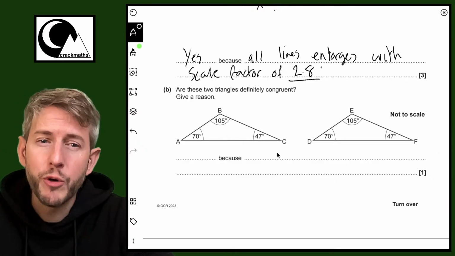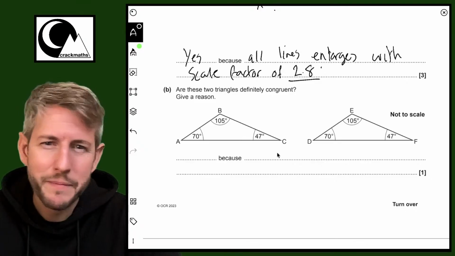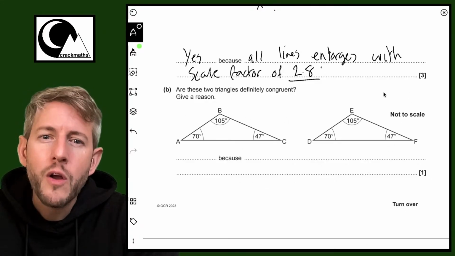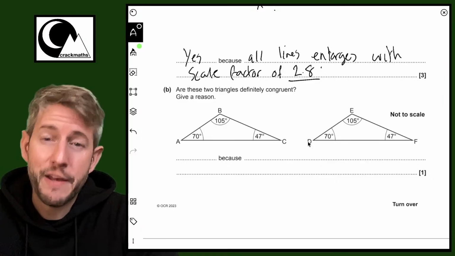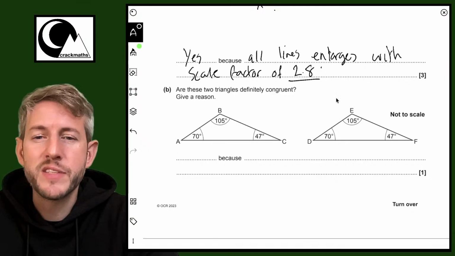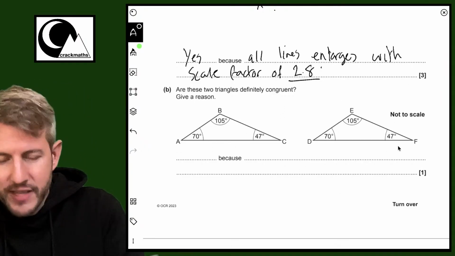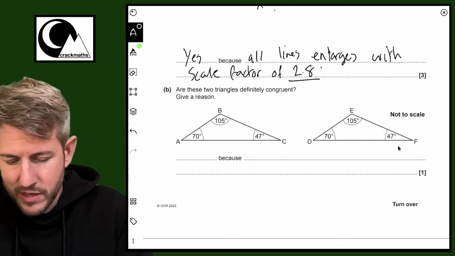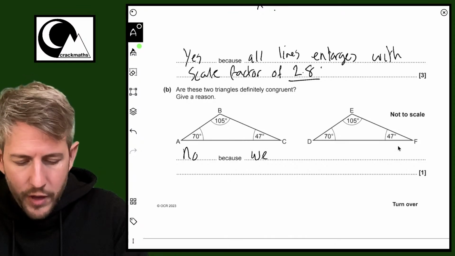Okay, right, so congruent means that they're exactly the same, okay? So these are not definitely congruent because we do not know the size of any of the lines. So we don't know that they're exactly the same size. No, because we do not know the size of the lines.